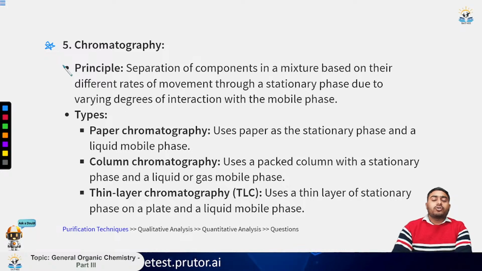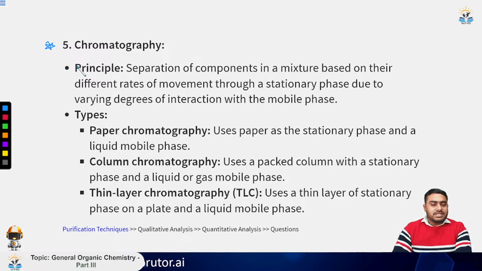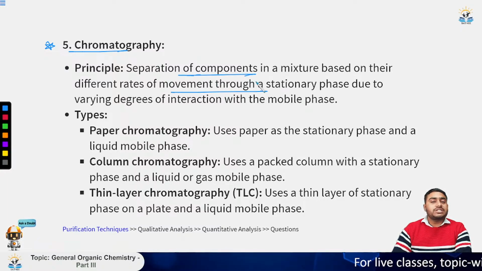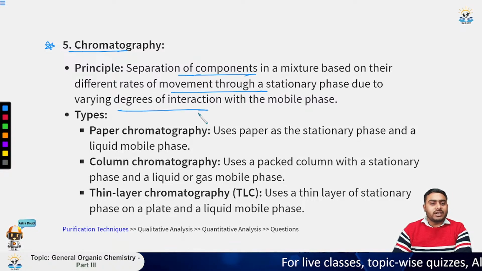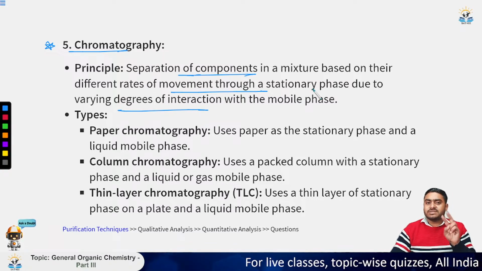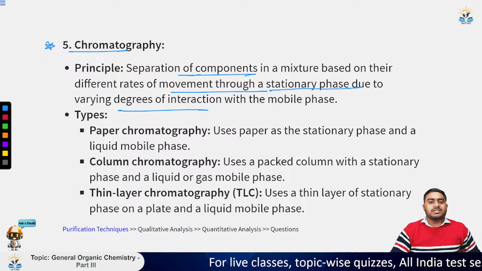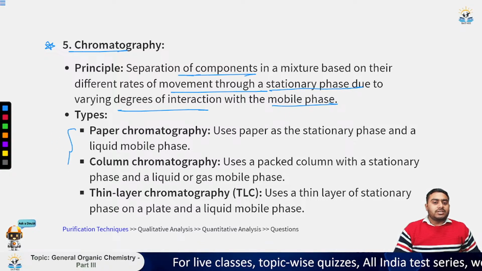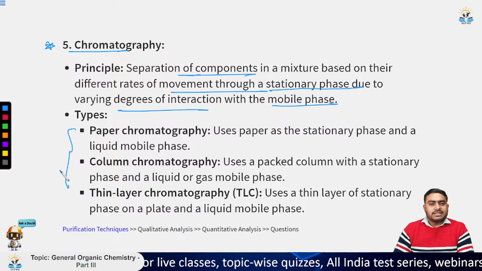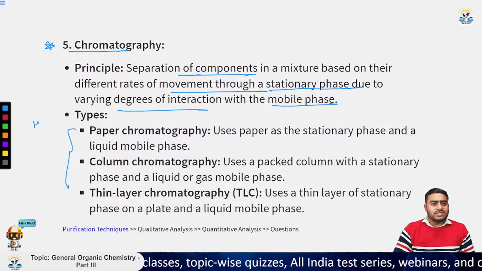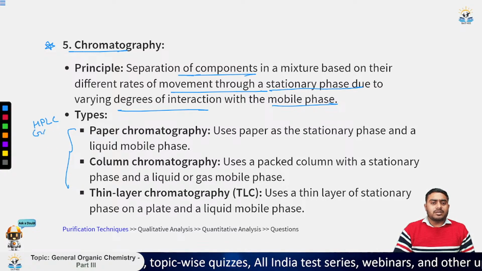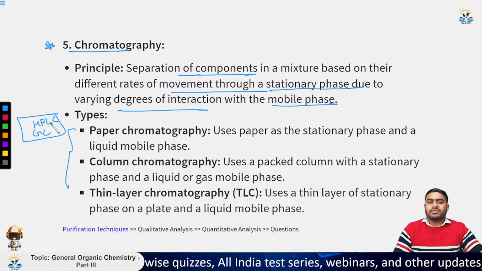Next technique is chromatography technique. What is the principle? Chromo means color, okay. The principle is separation of components in a mixture based on their different rates of movement through a stationary phase, and due to varying degrees of interaction with the mobile phase. So there are two phases. One is stationary phase, another is mobile phase. Types, there are three types majorly that we are discussing. Apart from these, there are HPLC, right, gas chromatography, and other chromatographies also.